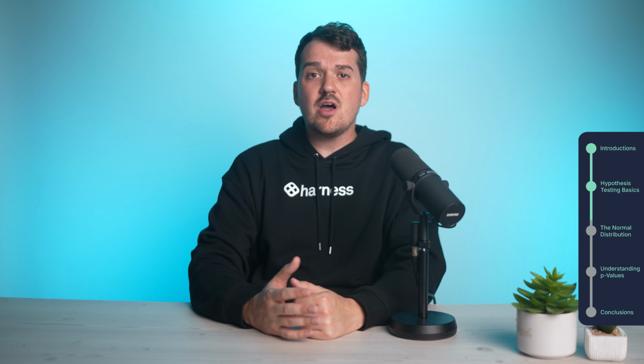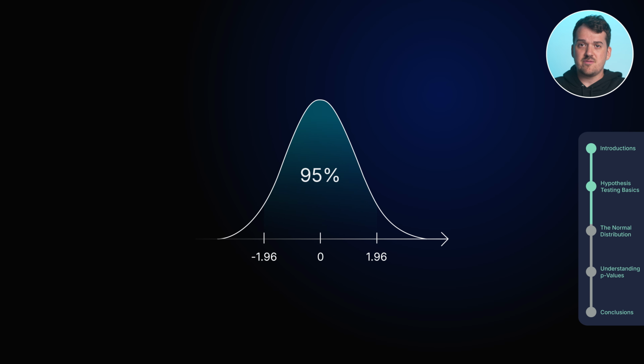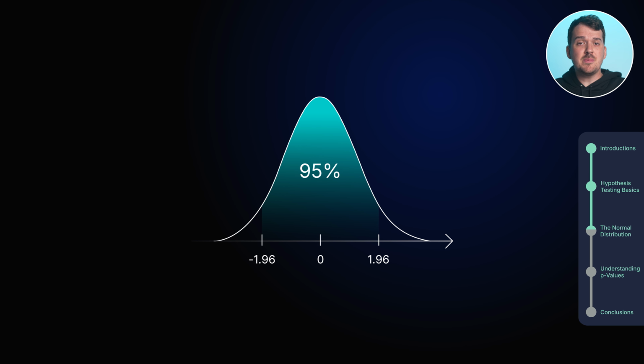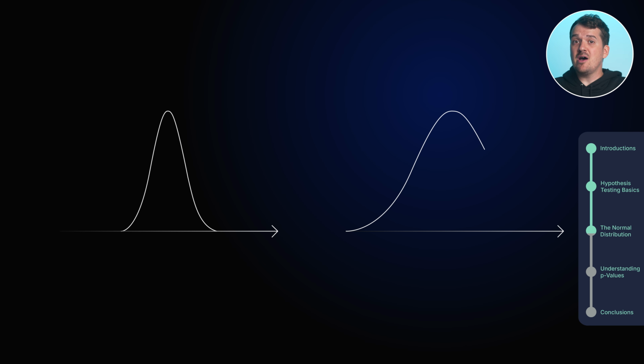To understand significance, you also need to know about the normal distribution, also known as the bell curve. It's a way of modeling data where most values cluster around the average, or mean. The steepness of the curve is determined by standard deviation. If data points are close to the mean, the curve is narrow. If they're spread out, the curve is wider. This distribution helps in determining how surprising or extreme a result is.